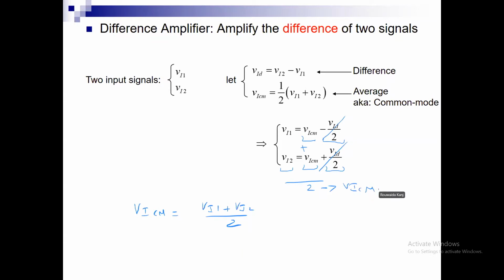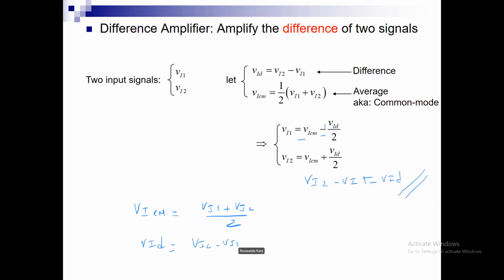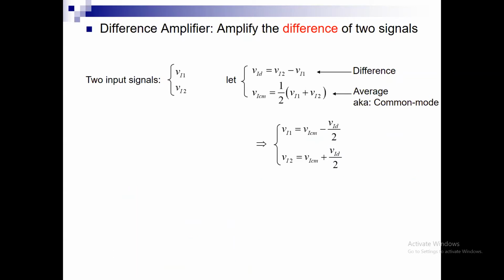Okay, and what is VID as a function of VI1 and VI2? VID is really what? It is VI2 minus VI1. And if I take VI2 minus VI1, I will be taking minus, this will become a plus, and this will be equal to VID. Okay, so I send two signals that have a common mode and that carry half of some small signal that I'm interested in, called VID.